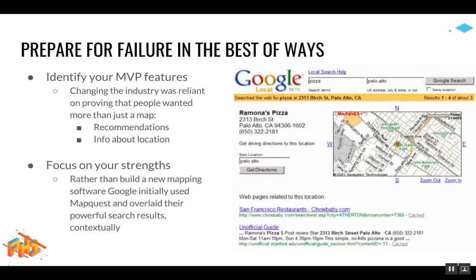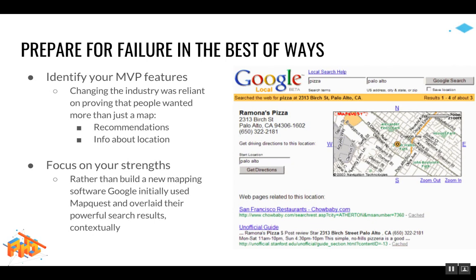Now, the MVP launch of Google Maps. They have to identify what those features are. Now, what did they do? They wanted to change the industry that was reliant on something. They wanted to provide maps with something contextual. They wanted to provide recommendations. They wanted to provide information about the location.